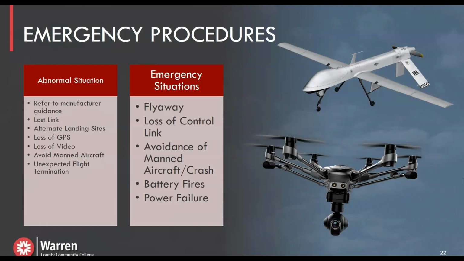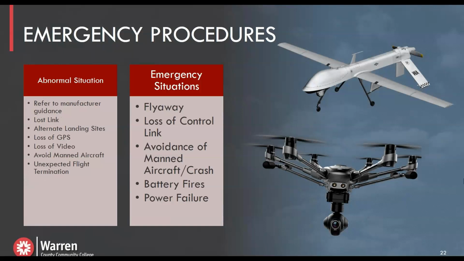You may lose the video, the first person view on the monitor. That can happen. But again, because you're keeping the drone in line of sight, that shouldn't be an emergency. It should just be an abnormal situation. You can land and restart everything, and hopefully it comes back in. Avoiding manned aircraft, again, is not an emergency when you're avoiding it at a distance. It's only an emergency if you're in imminent chance of an impact or crash. And unexpected flight termination: the drone falls out of the sky because the propeller popped off. Not an emergency, not much you can do there. You just go pick up the pieces.